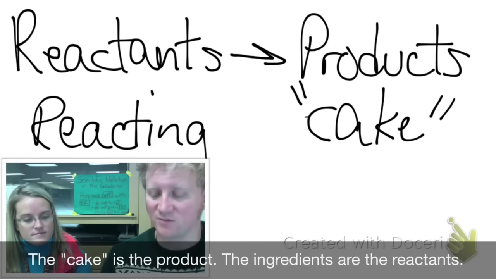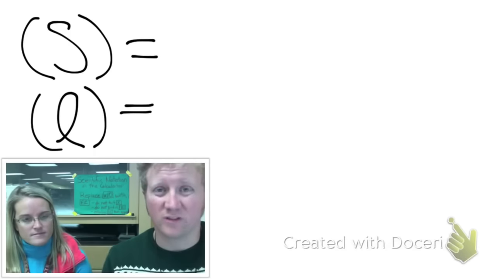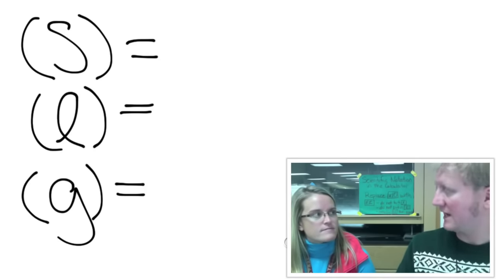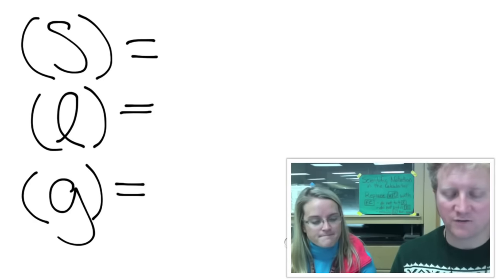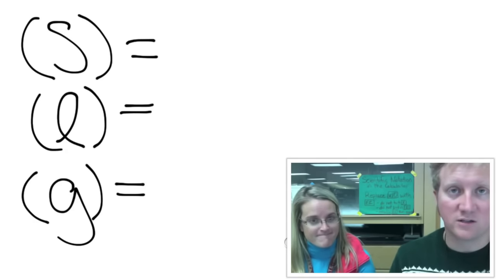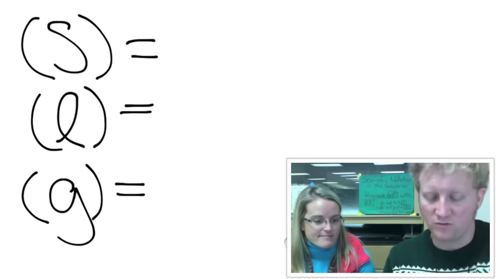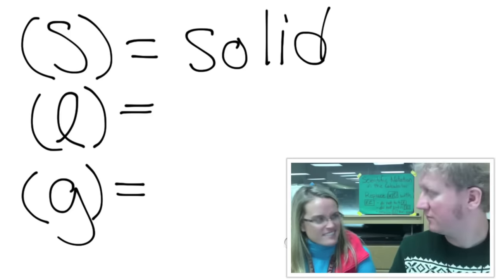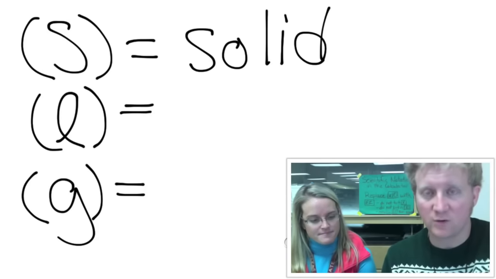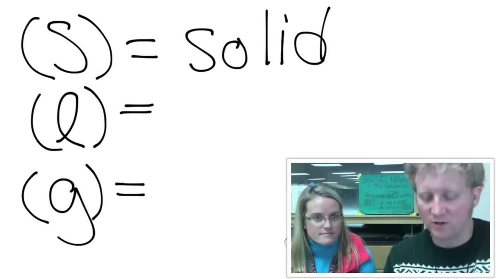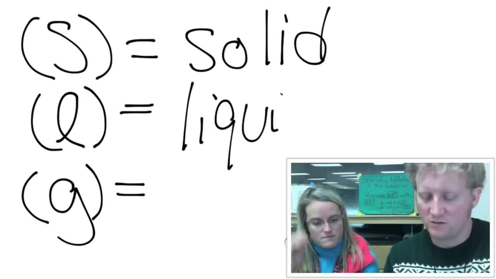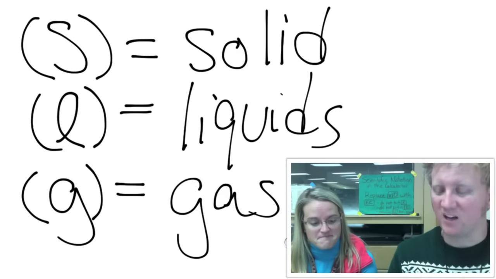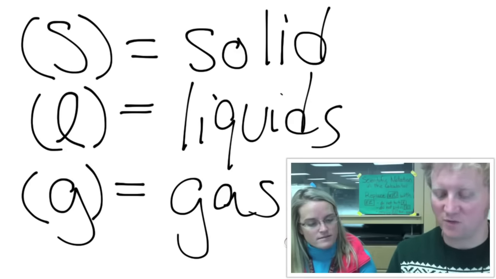A few other things, there's some symbols that we work with. For example, we need to be able to tell somebody if we're dealing with a solid or a liquid or a gas, because it kind of makes a difference. If we want to say it's a solid, we use an S in parentheses. S is solid. Liquid and gas are similar: L is for liquids, G is for gas.